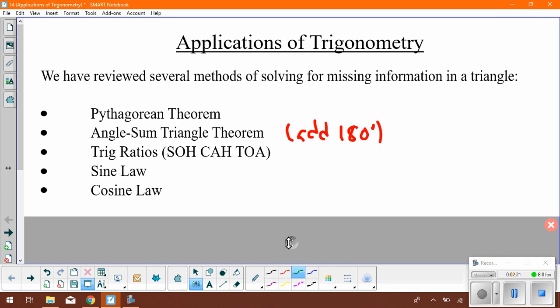So the first part of this is just going to be trying to identify what rule you think it is. On the next slide, I'm going to put up a few triangles, and I'm going to ask that the video be paused for a couple minutes and just try to decide what rule you're going to use to solve for x in each diagram. You don't actually have to solve, but just what rule do you think you would have to use?